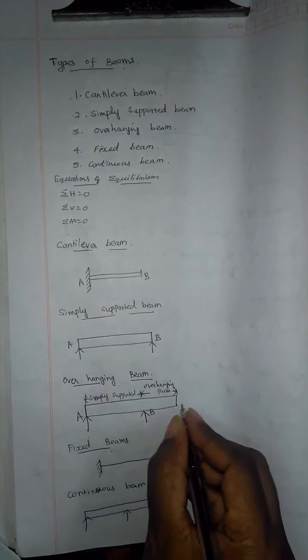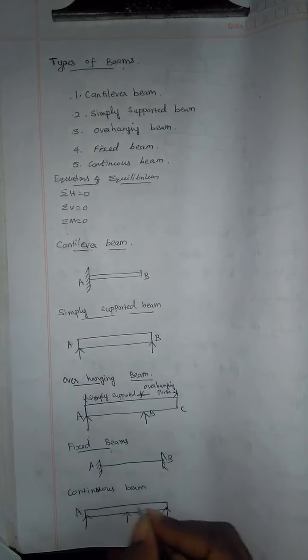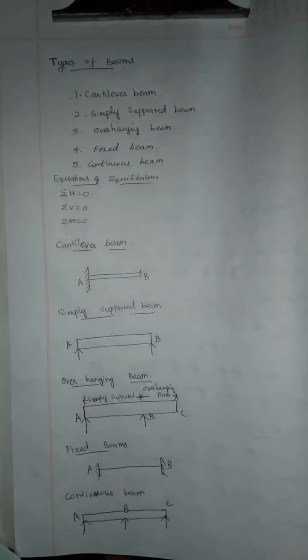Let us say this is A, B, C. We can say this is A and B. We can say this is A, B and C. If the beam has more than two supports, then we'll call it a continuous beam. The next topic that we are going to see is the types of load.